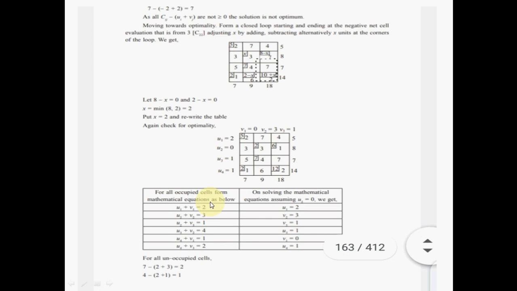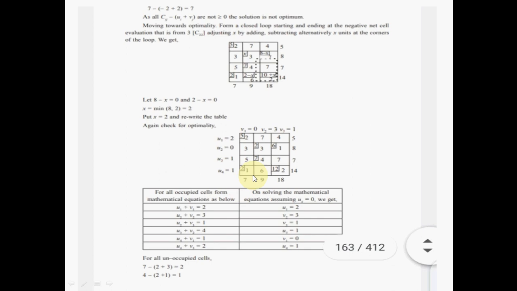Then, one more iteration you have to do again for all occupied cells. You have to write these equations and set one variable to 0, the same procedure, with u2 or u1, any variable you can set to 0, preferably the variable having more allocations, as I said. So again you have to check for unoccupied cells. It is one more iteration, that's all.